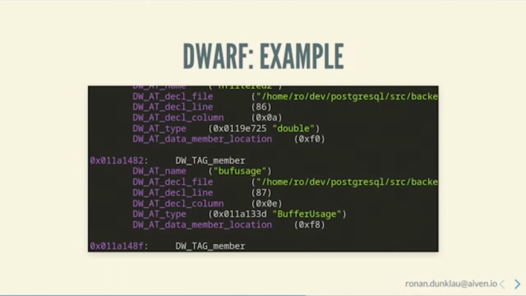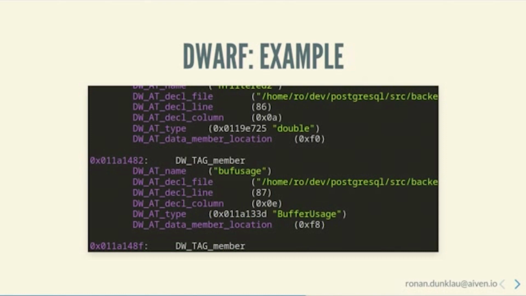I saw a raised hand. No, this is a dump of the information in the DWARF information. When it's field members, the location is relative to the start of the struct. So basically, it's telling you that if you have a variable of the instrumentation type, at offset F8 you will find a member named buffer usage.